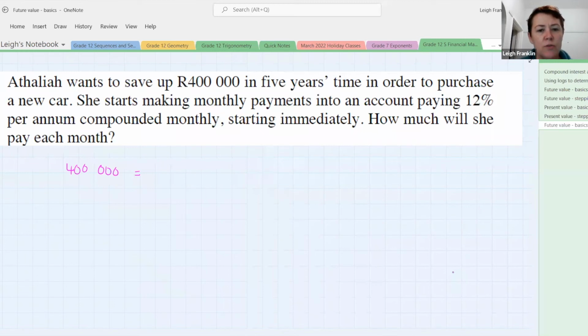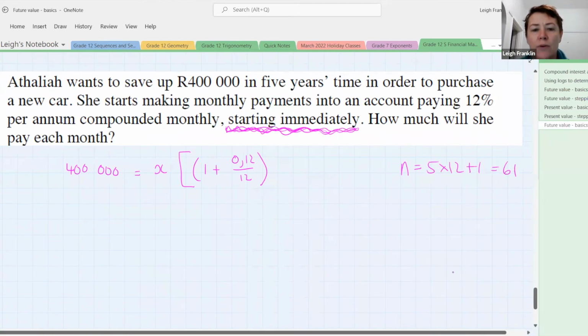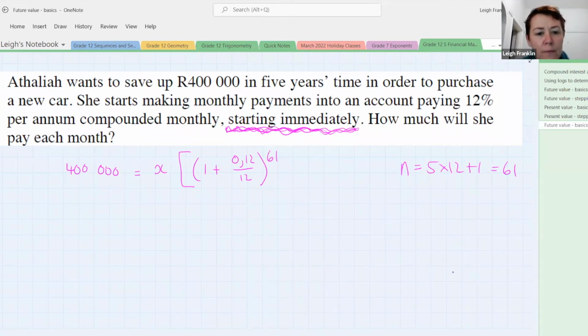Okay, so it's 400,000 Rand is the future value. All right, she wants to start making payments into an account. So we have to calculate X, how much she needs to pay. 1 plus 12% per annum compounded monthly, so that's 0.12 over 12. But now here it says starting immediately. All right, so there again, it's this implication that there's this extra payment that is going to take place. How much will she pay each month? How long is she doing this for? For 5 years. Okay, so I would say that N is equal to 5 times 12 plus 1. I would use 61 as my N value.